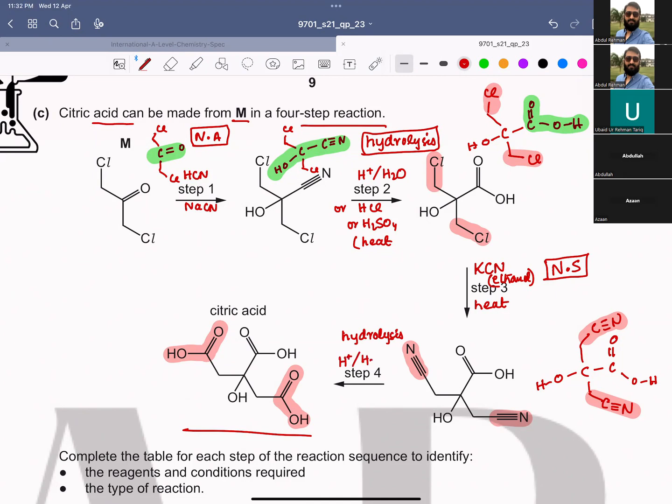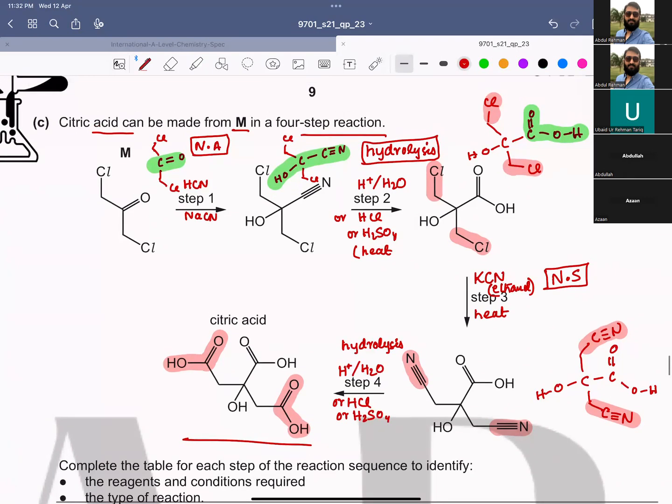and acidic hydrolysis, because we are getting a carboxylic acid, not its salt. So we can use either acid and water, any acid, HCl or sulfuric acid, and heat it. So now we are doing our homework. Now let's look at the questions.